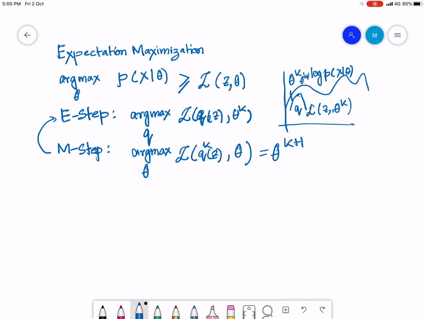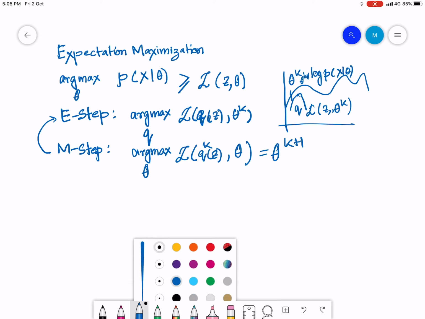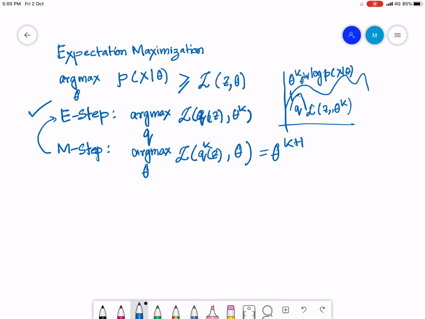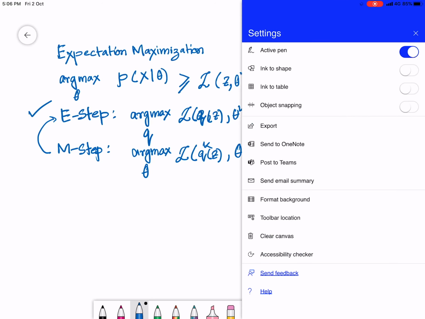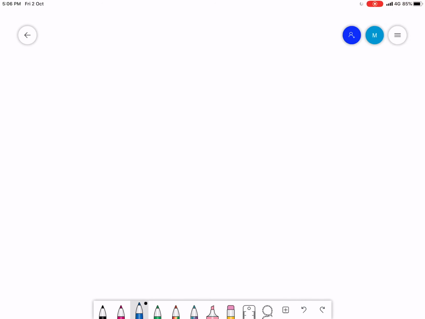Now let me derive. I have already got the expression for L. So now let me try to solve the E step first, then I'll solve the M step. Okay, so we got the expression for L. Let me write down the expression for L.